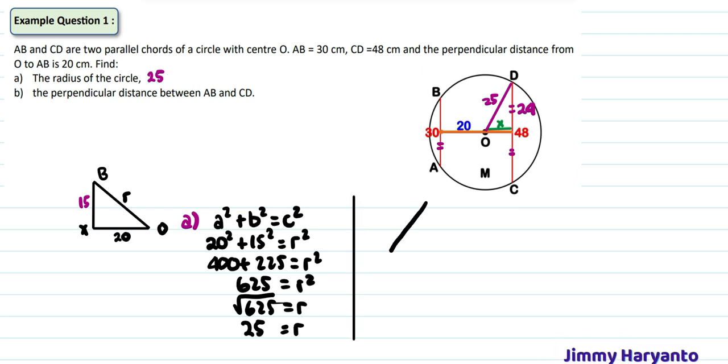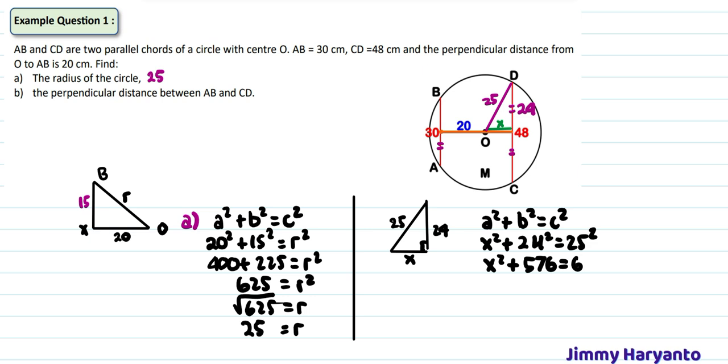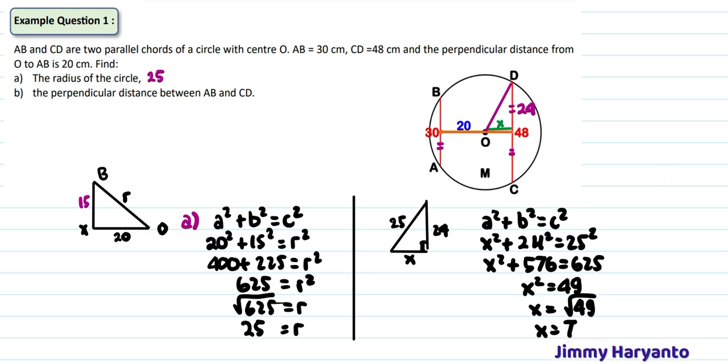So let's use this triangle. Let me draw it for you. So I have this triangle right now. This one is x, this one is 25, and this one is 24. A square plus b square equals to c square. So x square plus 24 square equals to 25 square. x square plus 576 equals to 625. So x square equals to 625 minus 576, you'll have 49, so x equals to square root of 49, so x equals to 7.